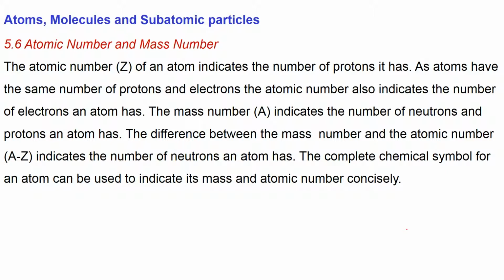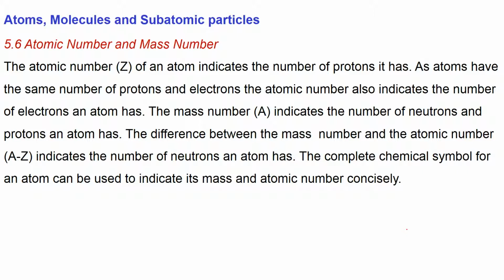Okay, so the atomic number of an atom indicates the number of protons it has. As atoms have the same number of protons and electrons, the atomic number also indicates the number of electrons an atom has. The mass number indicates the total number of particles that are in the nucleus of an atom, that is the neutrons and the protons, and will be approximately equal to the mass of the atom in AMU. The difference between the mass number and the atomic number gives the number of neutrons that an atom has.